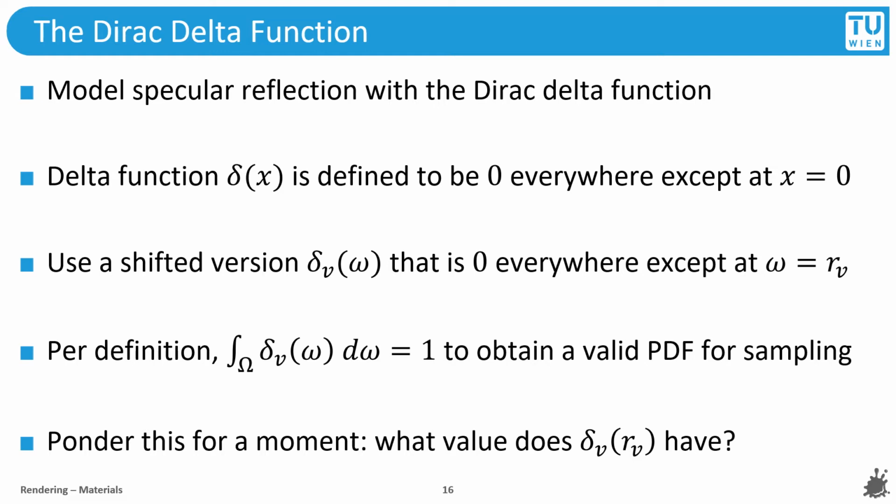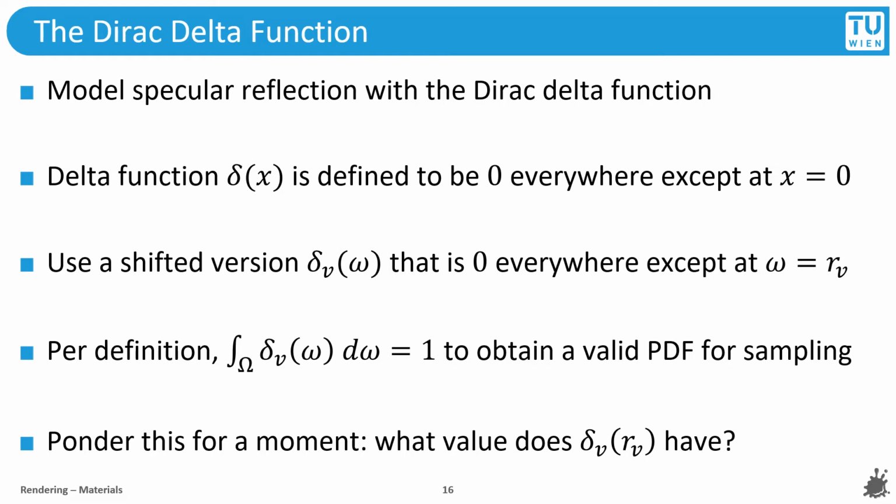If we can importance sample this distribution, then we should never get a direction that is different from RV, because all other directions would have probability 0. To make it a valid PDF for sampling, we must ensure that the integral over the hemisphere is 1, of course. This is ideal in theory. There's just one question that you might want to ponder for a moment. What actually is the value of delta V at the reflection vector RV?